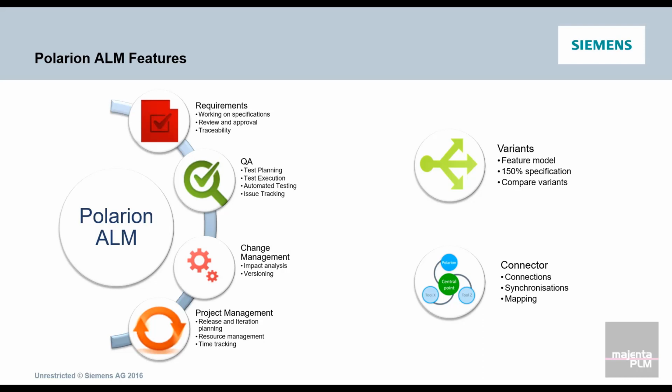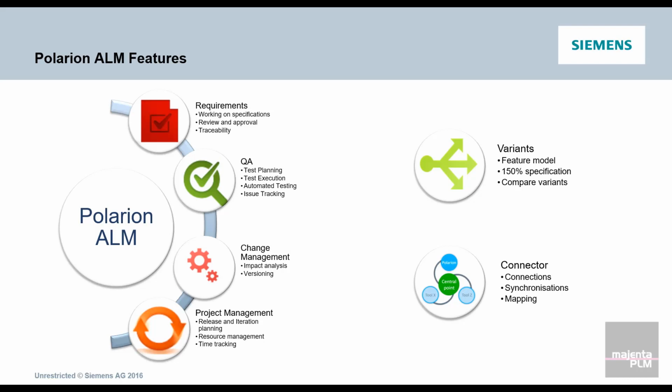Polarion ALM does also come with a QA module associated to it. Within this QA module, there is test planning and test execution that you can do for your manual testing. There is also support for automated testing, along with issue tracking for any issues that may have been raised as a result of the test.